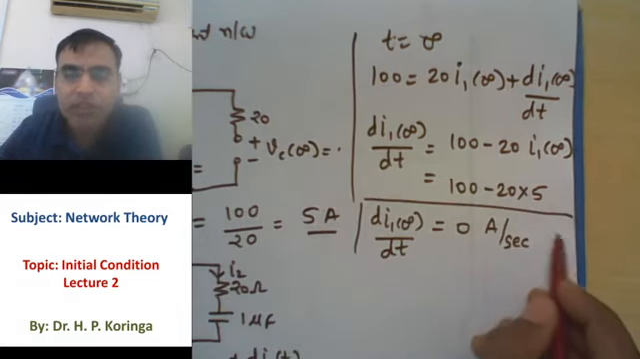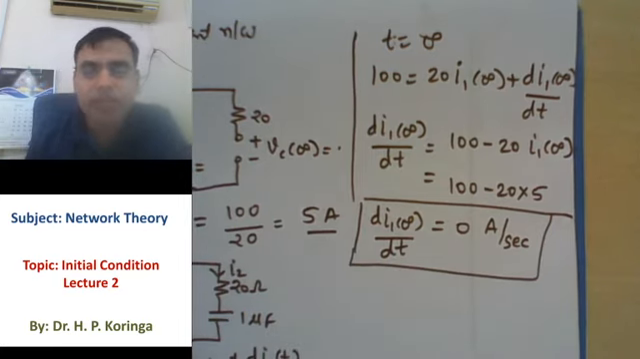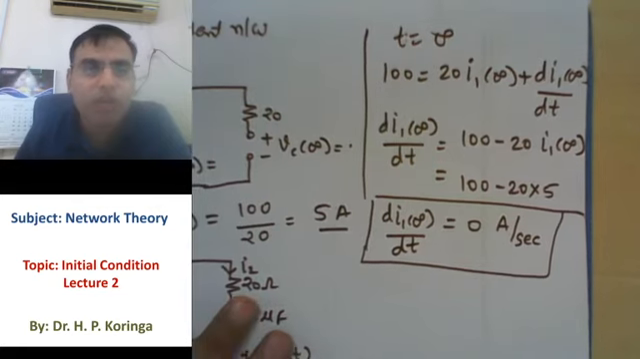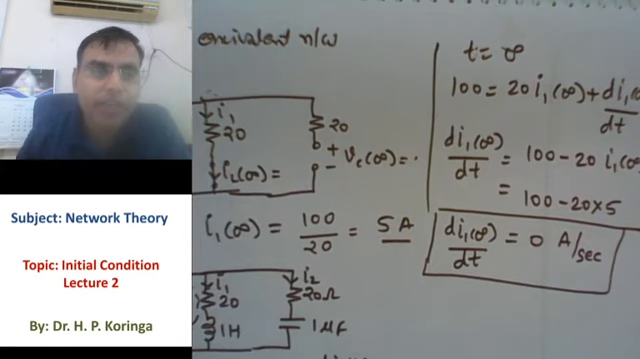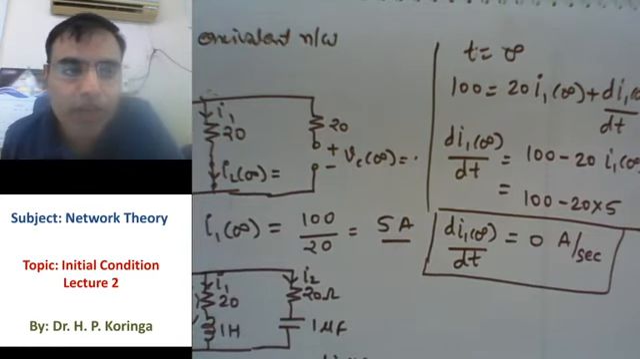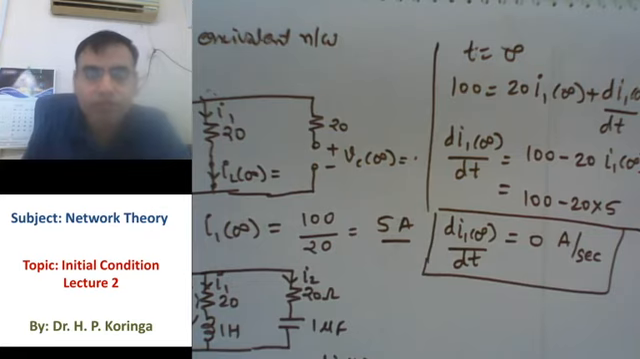So our fourth answer, di1 divided by dt at t is equal to infinite time, is 0 ampere per second. Right? So hope friends you have clearly understood how to solve the problems or how to find initial conditions from any network. For any type of network, you can now find the initial conditions from the network to solve the differential equations. Thank you.